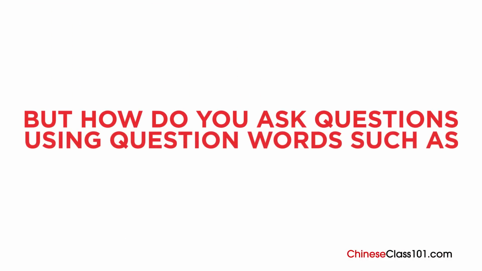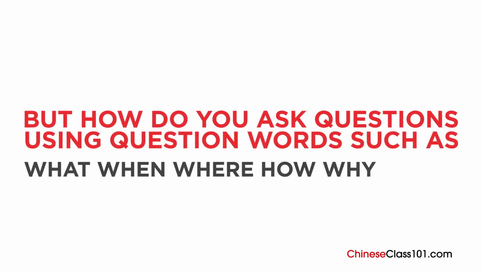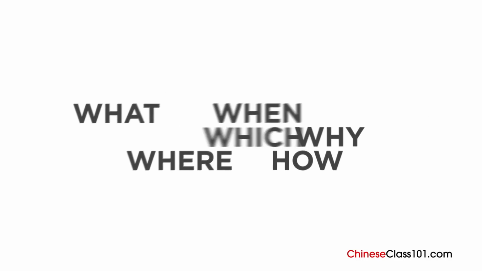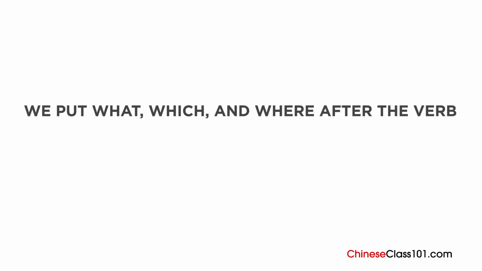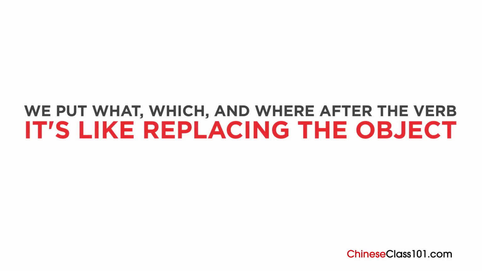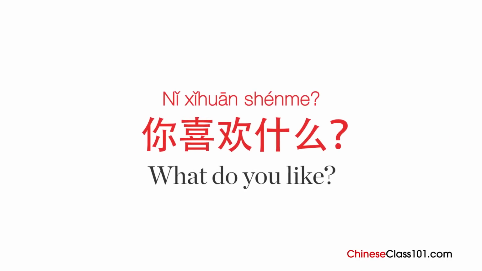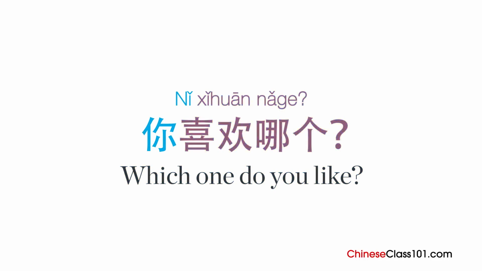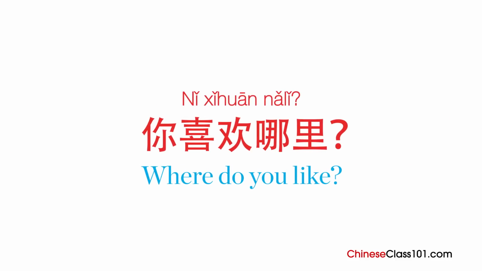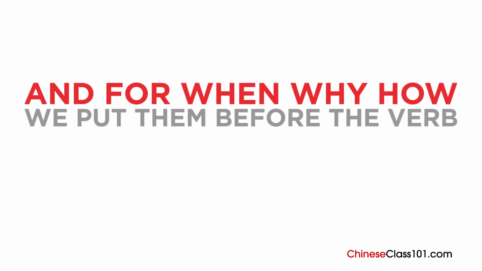But how do you ask questions using question words, such as what, when, where, how, why, and which? Let's put the above question words into two groups. We put what, which, and where after the verb. It's like replacing the object with a question word. For example, what do you like? 你喜欢什么？你, you, 喜欢, like, 什么, what. Which one do you like? 你喜欢哪个？哪个, which one. Where do you like? 你喜欢哪里？哪里, where.